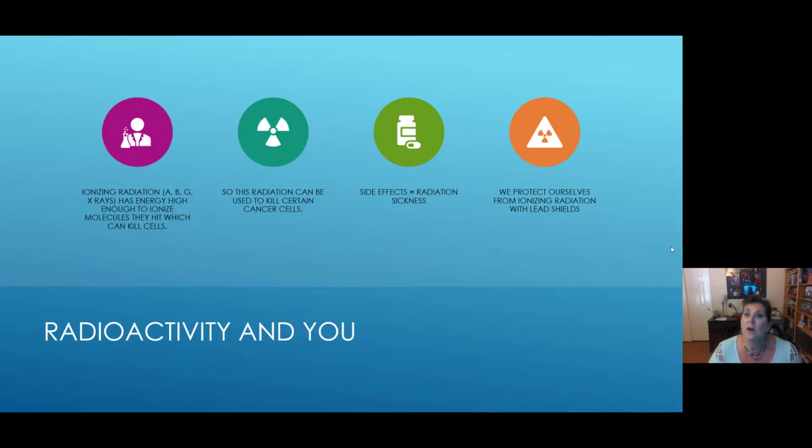Okay, so we need to protect ourselves from ionizing radiation. We do that with lead shields, like when you go to the dentist and they're going to take an x-ray of you. The technician doesn't want to be exposed to the x-rays every day, so they go behind the wall where there's lead in the wall, or the wall is thick enough with concrete, or they put on a lead shield. Sometimes they put a lead shield on you so it doesn't hit the rest of your body, it just hits your face.